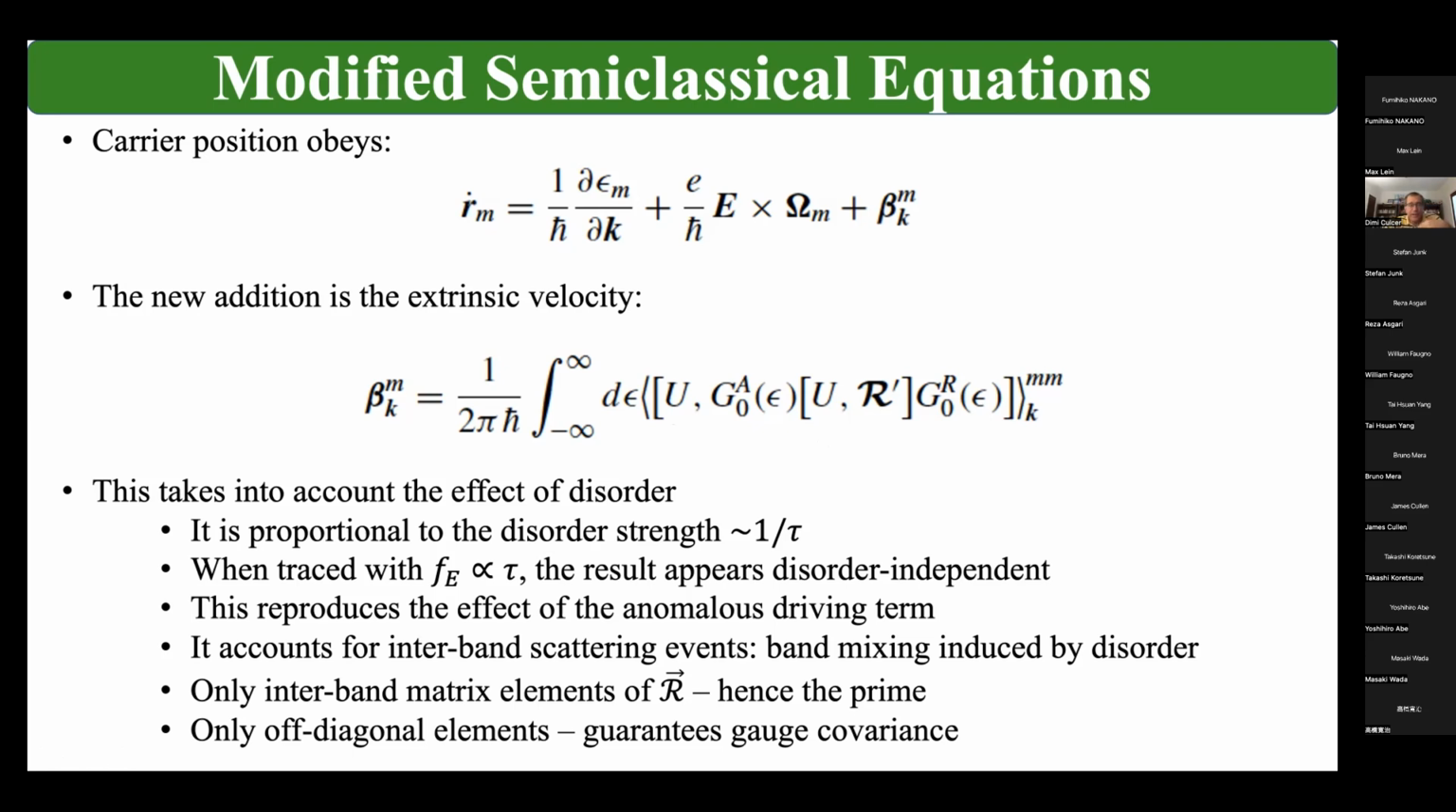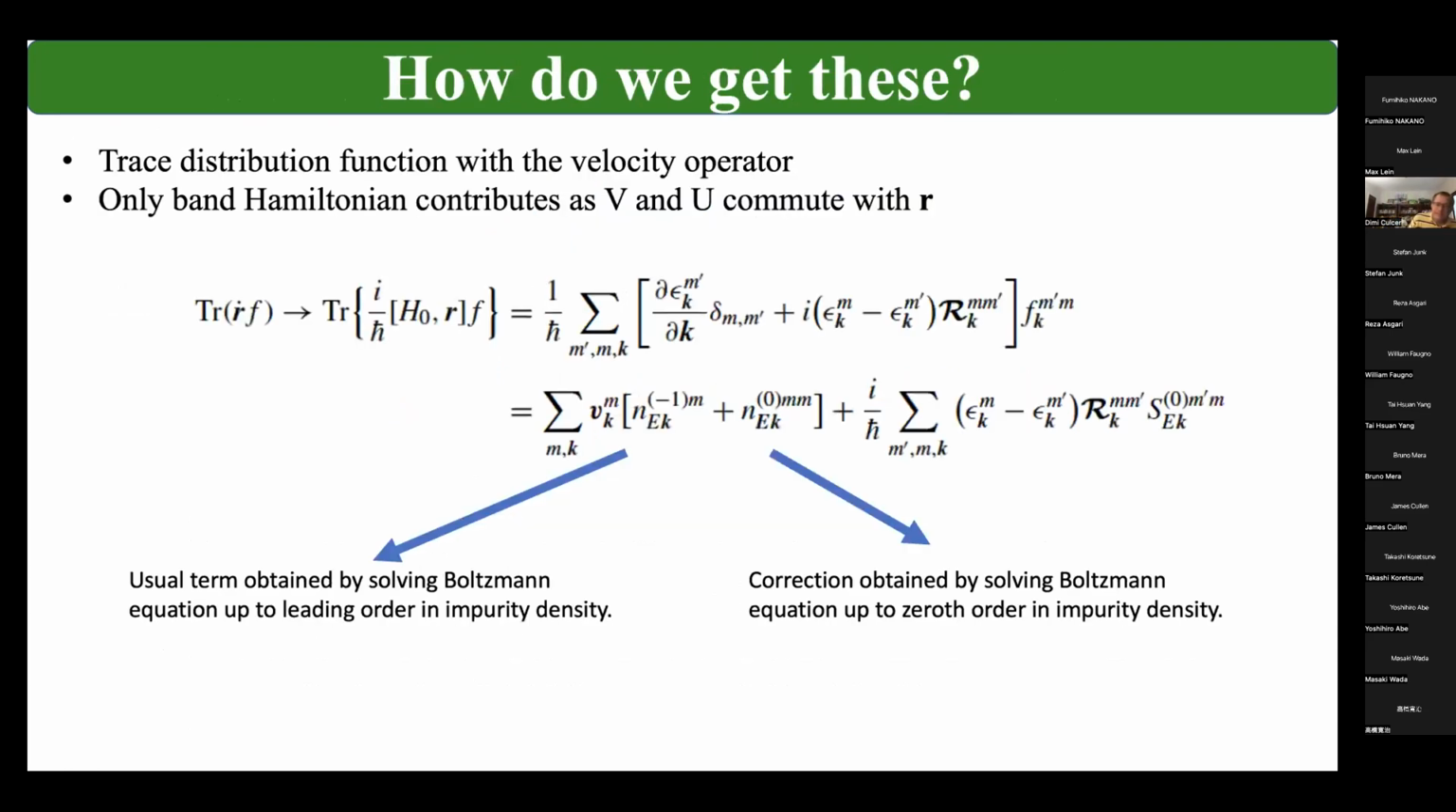Now if we go back to the simple semi-classical approach, where we work out the wave packet dynamics and trace it with the distribution function, then if this goes as 1 over tau and f is linear in tau, the result behaves as if it's disorder independent. This will entirely reproduce the effect of the anomalous driving term, and it does that because we designed it to be this way. So how did we do it? This is basically the missing link that was missing for so many years.